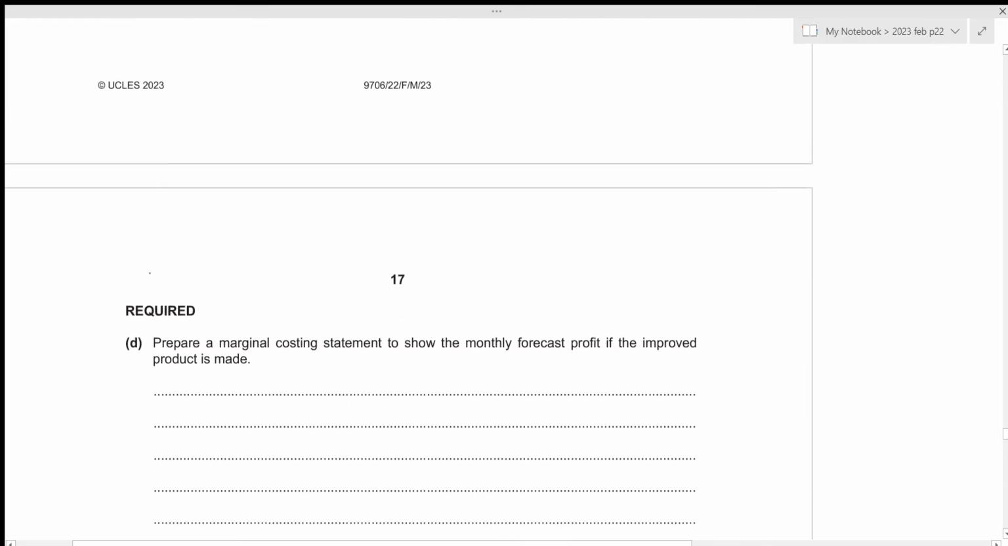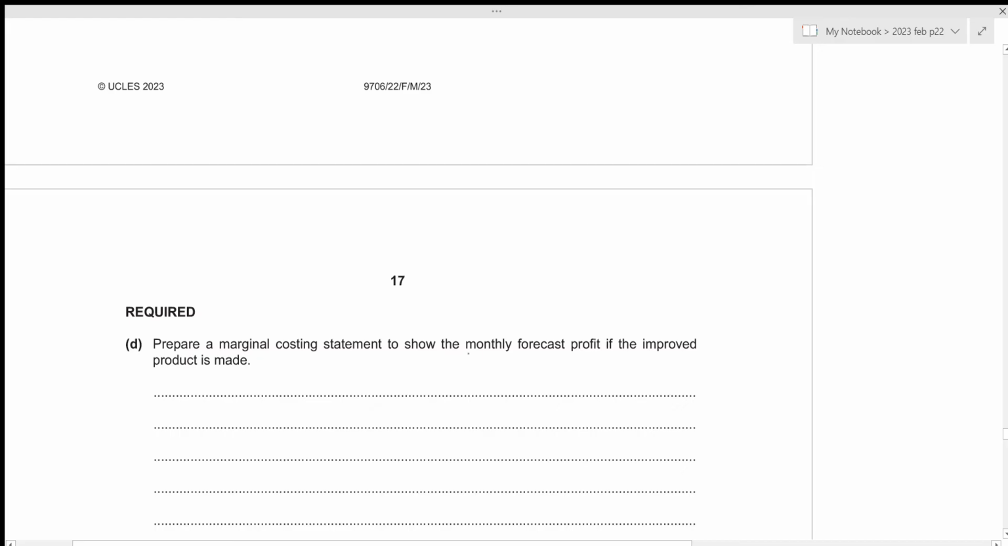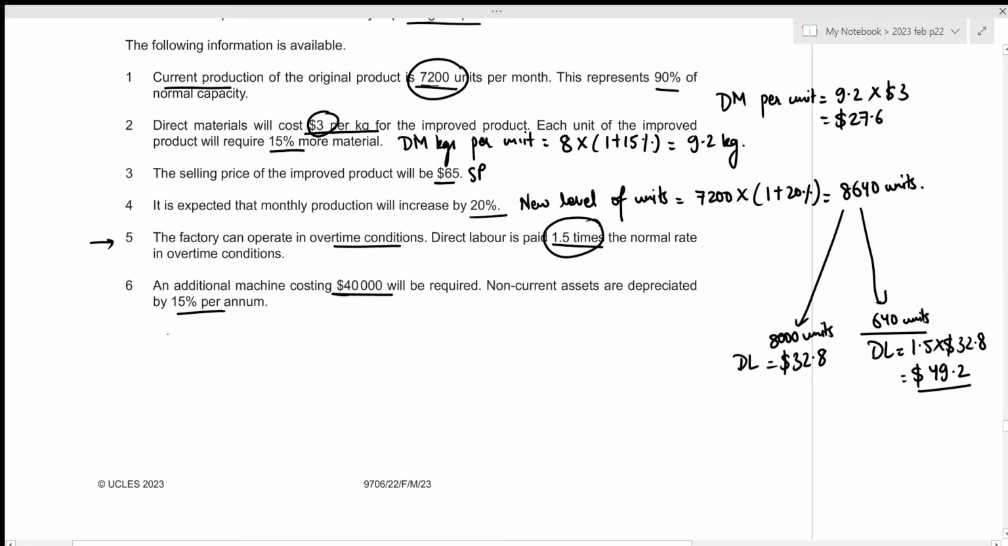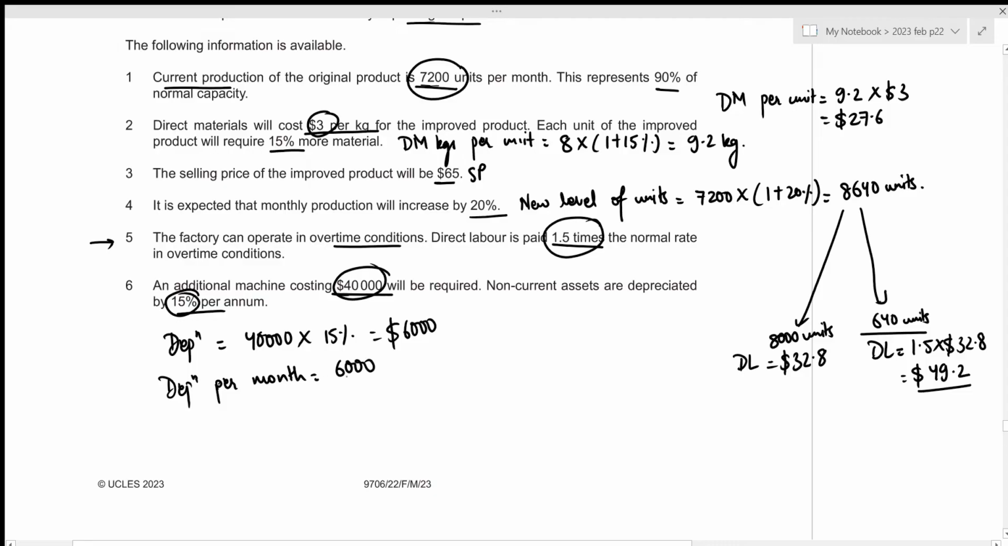Okay, let's have a look at our question. We need to prepare a marginal costing statement to show the monthly forecast profit, which means that we only need to figure out our depreciation charge for the month. First of all, let's figure out the depreciation for an entire year. That is just going to be the cost, 40,000, times the rate of depreciation, which is 15%, which results in 6,000. But this is the depreciation for 12 months. Now, we only require depreciation per month. That's going to be 6,000 divided by 12, which results in 500.